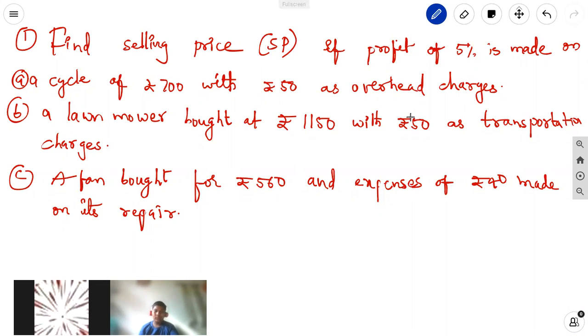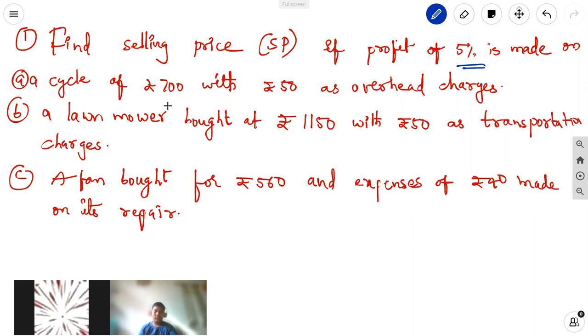Next, we are taking some examples of how to find the selling price. Find the selling price if a profit of 5% is made on a cycle of 700 rupees with 50 rupees of overhead charges. Second, a lawnmower bought at 1150 rupees with 50 rupees as transportation charges. Third, a fan bought for 560 rupees and expenses of 40 rupees made on its repair.